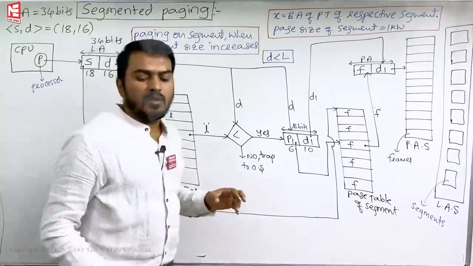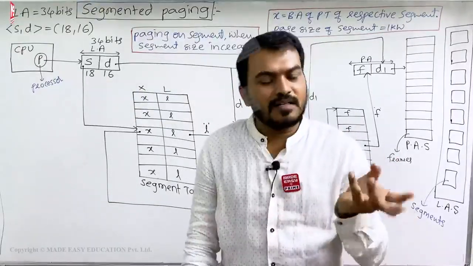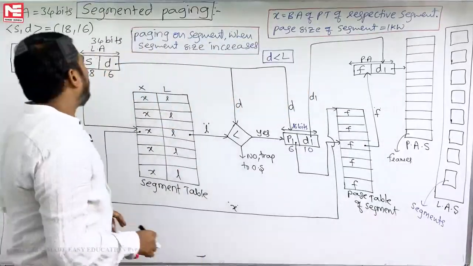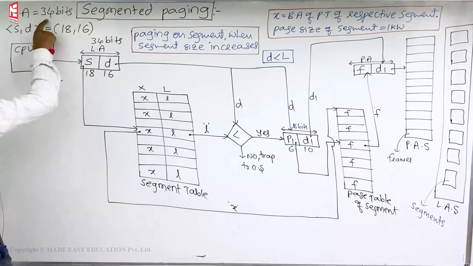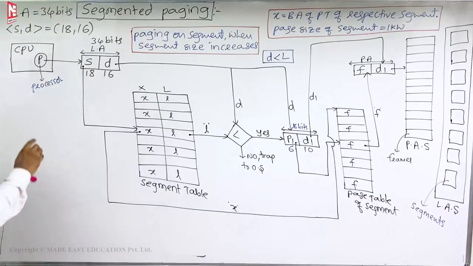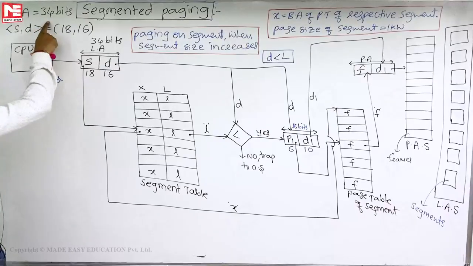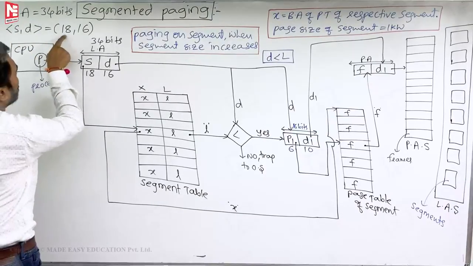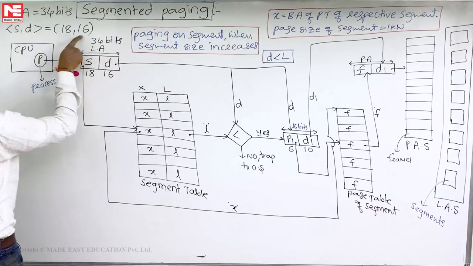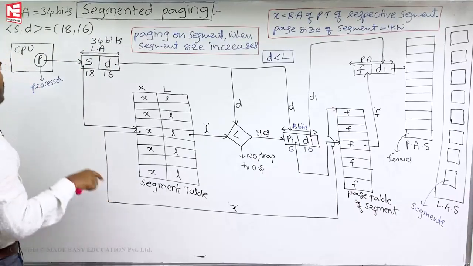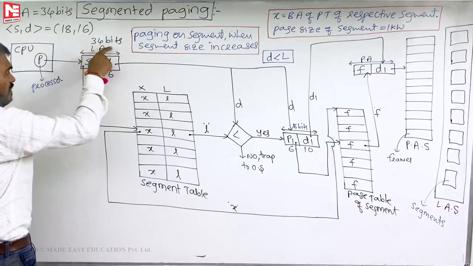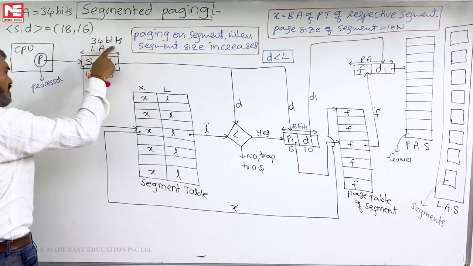So this is the combination of both paging and segmentation. Listen carefully. I am assuming the logical address is 34 bits, and the logical address will be divided into two parts, S and D. I assumed S equal to 18 bits and D equal to 16 bits. The CPU always generates the logical address, which will be divided into S and D.